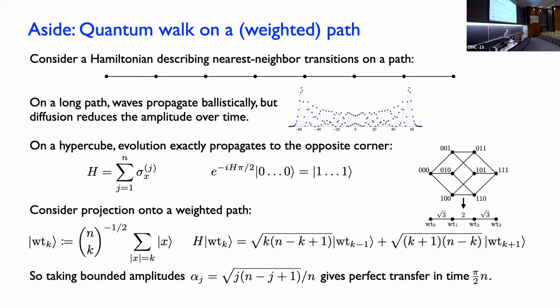And so what this shows is that if we take amplitudes that respect the transition amplitudes that we get from this hypercube, then on this weighted path, we can make it so that there's exact propagation from one end to the other. Is there a question? Yeah.